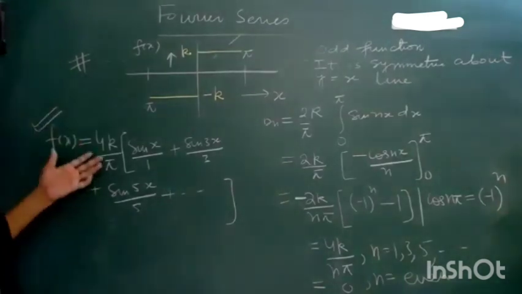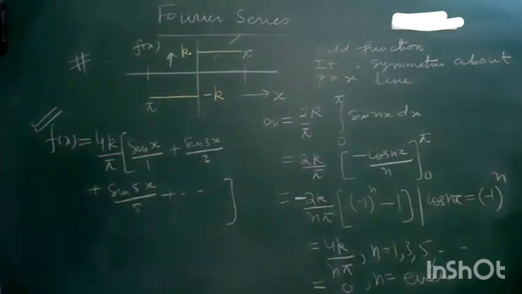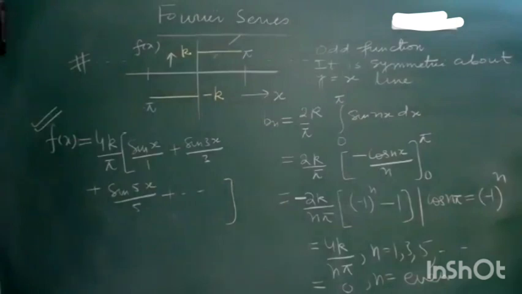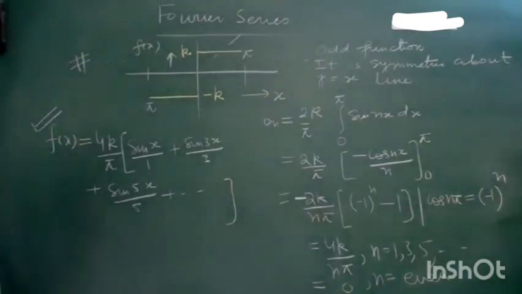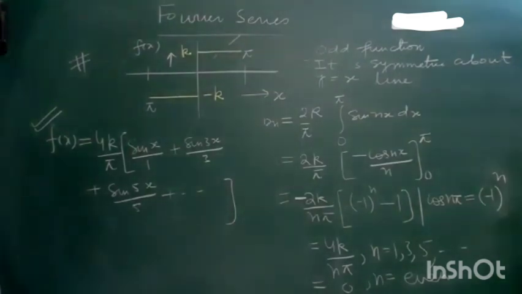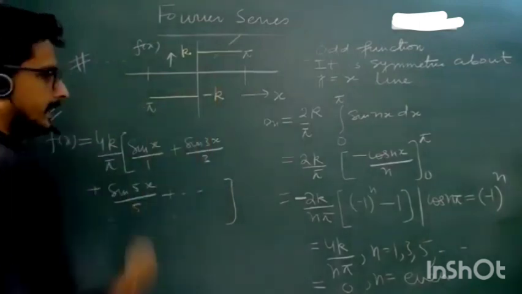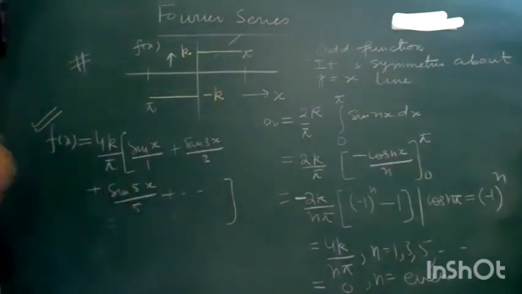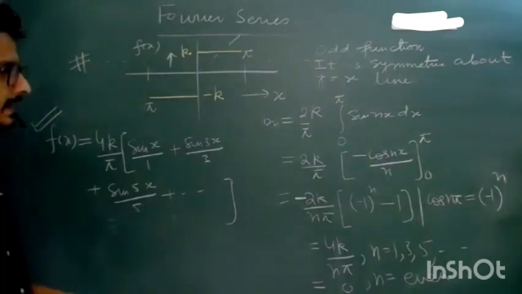And you can see, because of the odd function, no cosine terms are there. Correct? Now, these two are the same. I mean, this function and this Fourier series are the same. So can we just understand this?